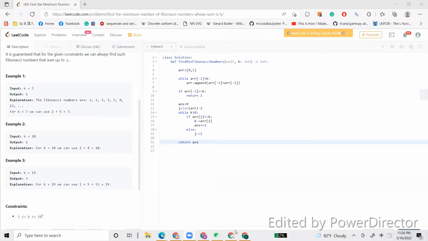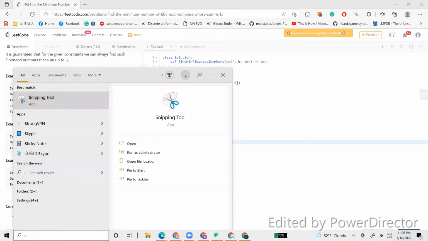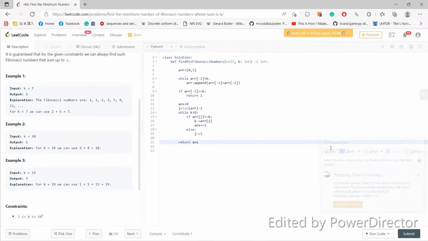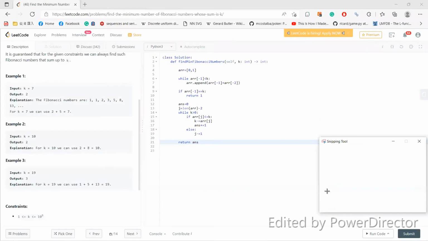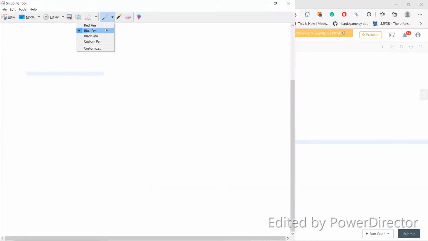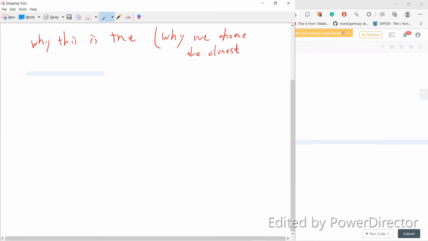Okay, so now let's give the proof. I think this is the difficult part that most people solving this question. They just give you the answer, but they didn't tell you why this is true. So our question is why this is true. So why we choose the closest Fibonacci number? This is not trivial to see.